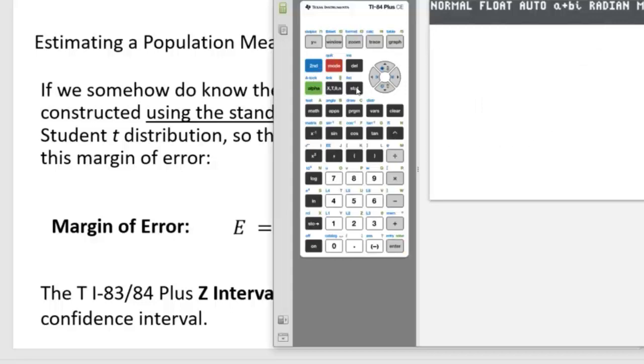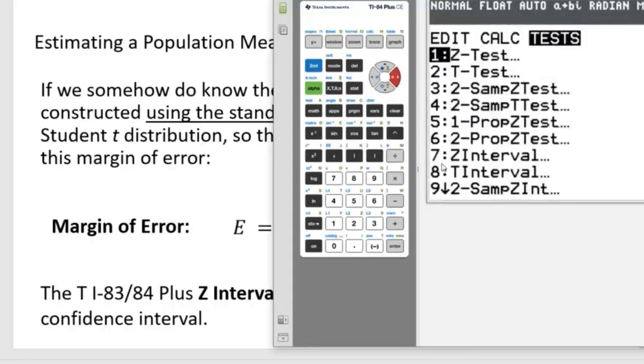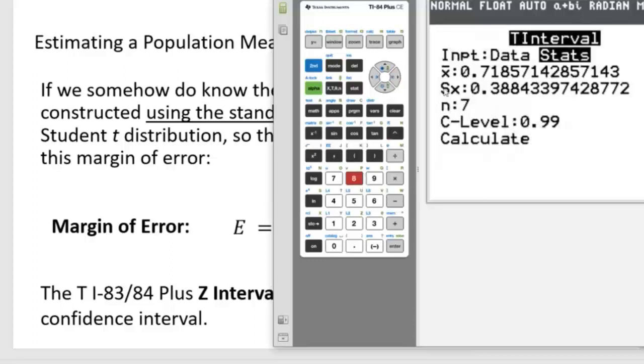By contrast, if we go into that stats test and we look at the t interval again, this one did not ask me for sigma. It just asked me for x bar and s. So sometimes you have to look real closely at the information you have. S is your sample standard deviation, whereas sigma was your population standard deviation.